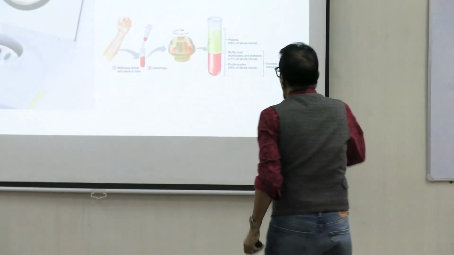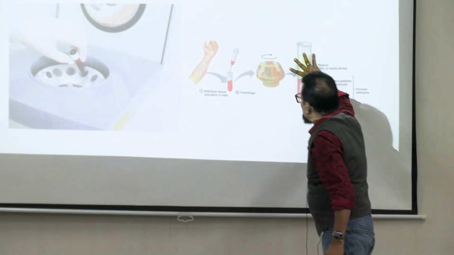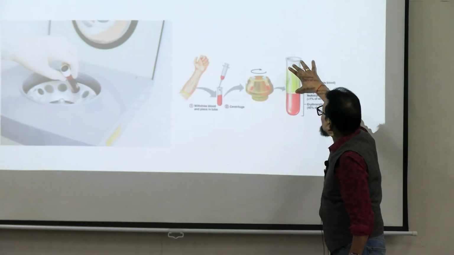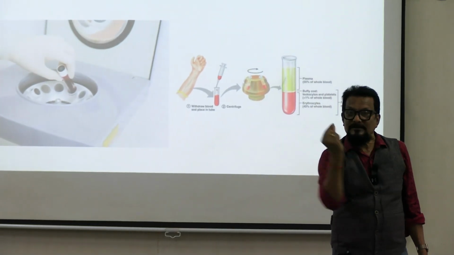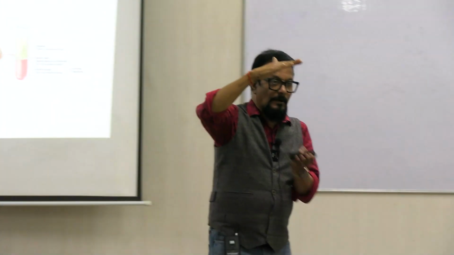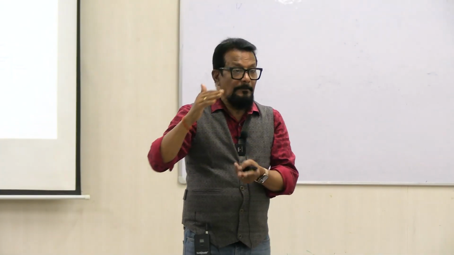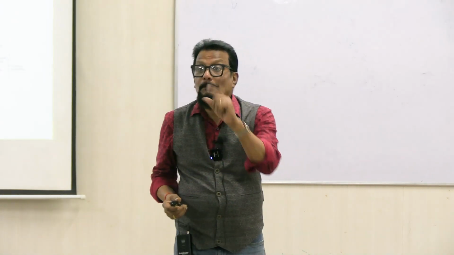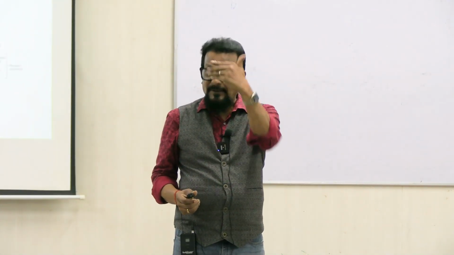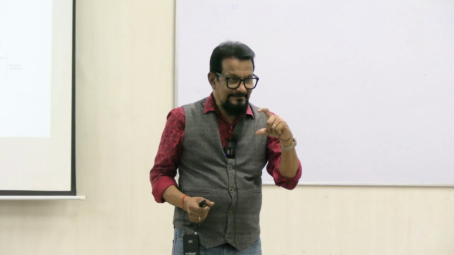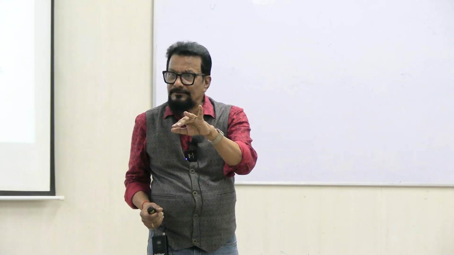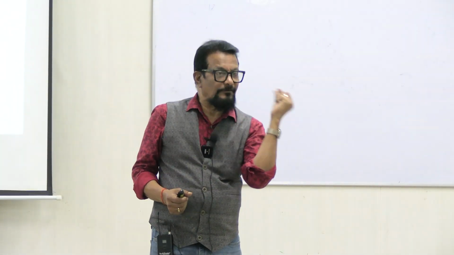And the bottom layer, if you take 100 ml of blood, normally this will be 45 ml and this will be 55 ml. The 45 ml is blood cells and this is called packed cell volume. The percentage amount of cells in blood is 45%, and the percentage amount of plasma is 55%. And what is the percentage amount of buffy coat?